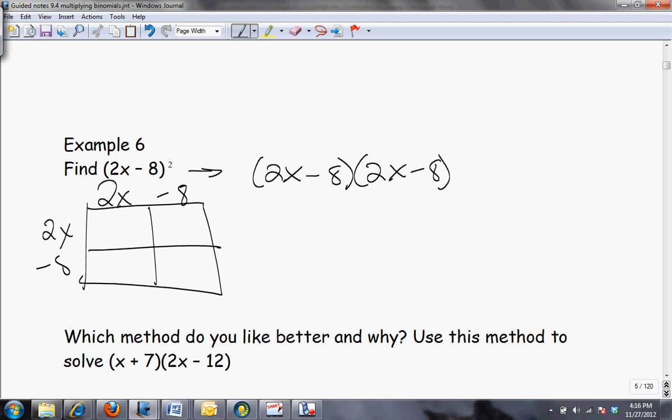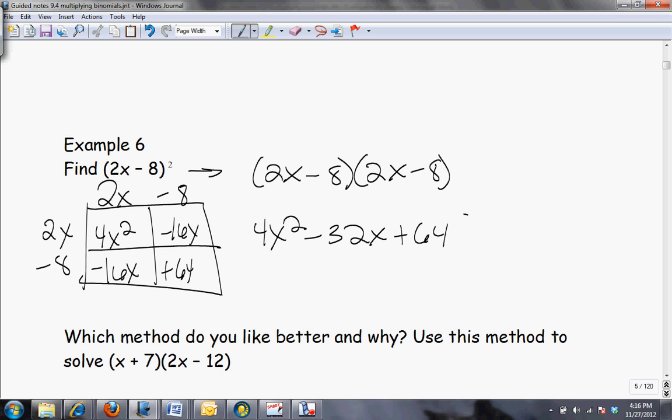2x minus 8, 2x minus 8, 4x squared, minus 16x, minus 16x, plus 64. So 4x squared, and right now, if you start to get used to this, you can look at these two boxes and put them together. Minus 32x plus 64 would be your final answer.